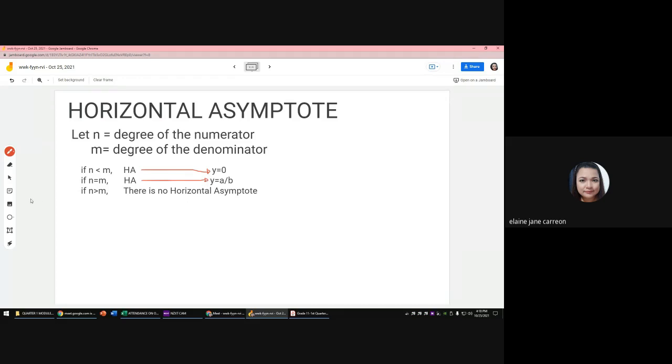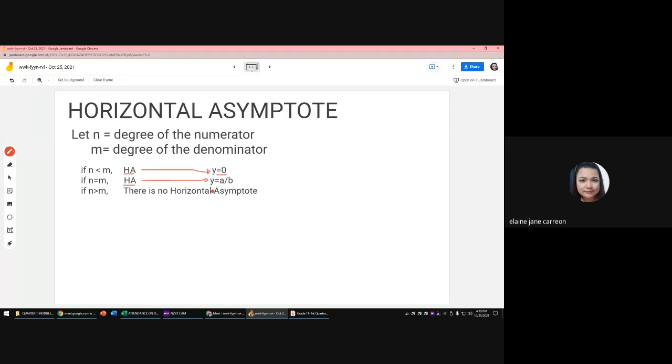So, we have to consider first these conditions before we identify the horizontal asymptote of a function. In this part, let n be the degree of the numerator and m be the degree of the denominator. Degree stands for the highest exponent of the polynomial. Now, when n is less than m, the horizontal asymptote is y is equal to 0. When n is equal to m, the horizontal asymptote is a over b.